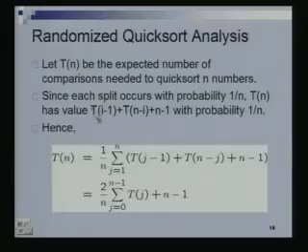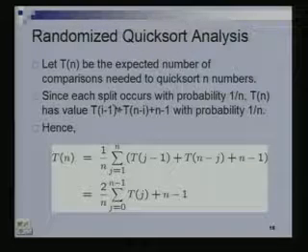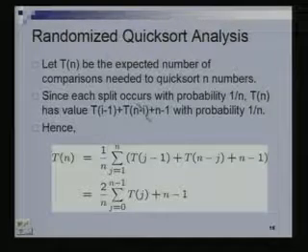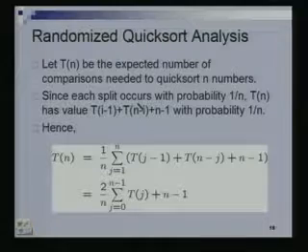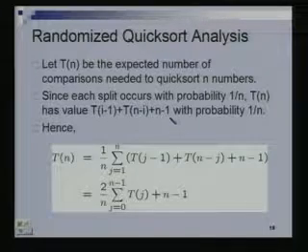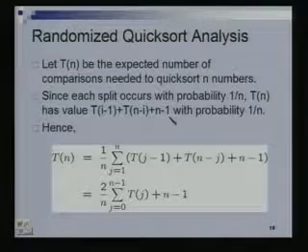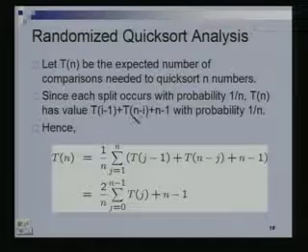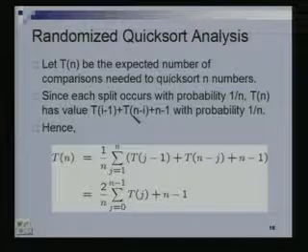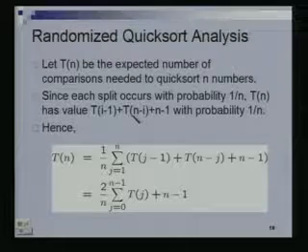How much expected time am I taking to quick sort those i minus 1 elements? T of i minus 1 is the expected time I take to quick sort these, and this is the expected time I take to quick sort the n minus i elements. So I will take this much amount of time in all, but what is i here? i was the fact that the pivot was the ith smallest element.